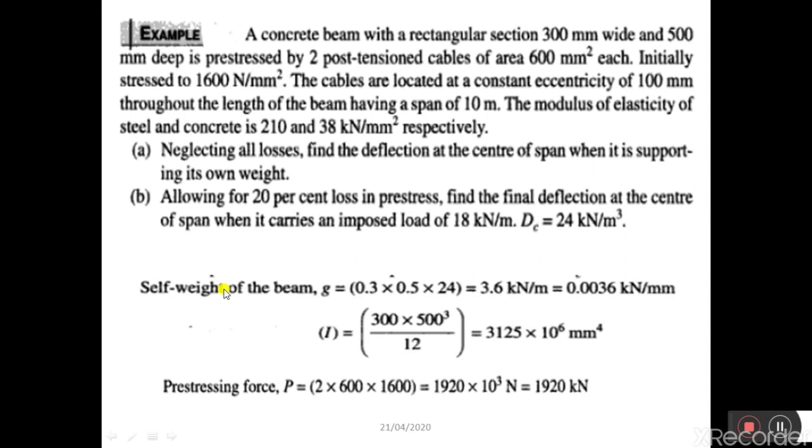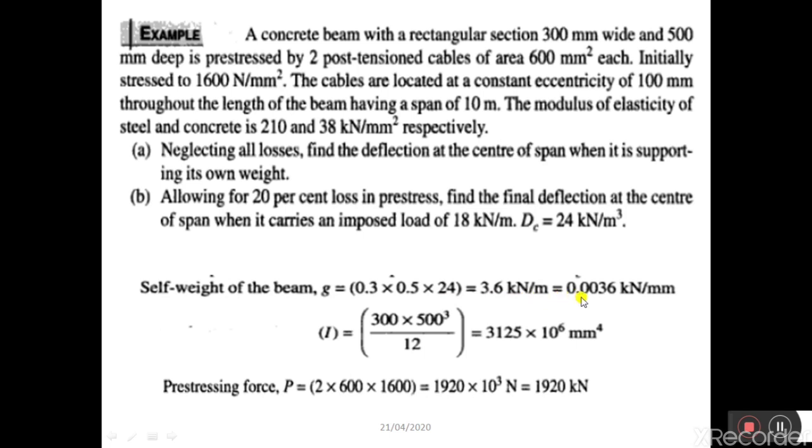So first let us consider the self weight of a beam as G. We know that self weight of a beam is equal to cross sectional area of the beam into density, and we will get self weight. The cross section area of the beam is 300 mm by 500 mm. In terms of meters, it is 0.3 into 0.5. This is multiplied by the density of concrete, 24 kilonewton per meter cube. We will get 3.6 kilonewton per meter. So self weight of the beam is 3.6 kilonewton per meter.